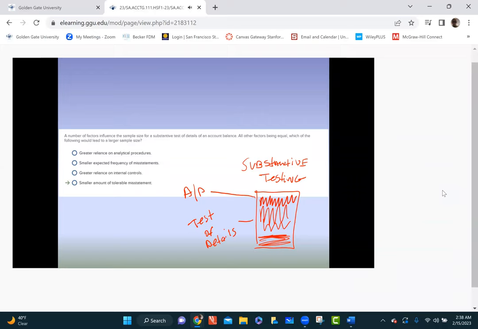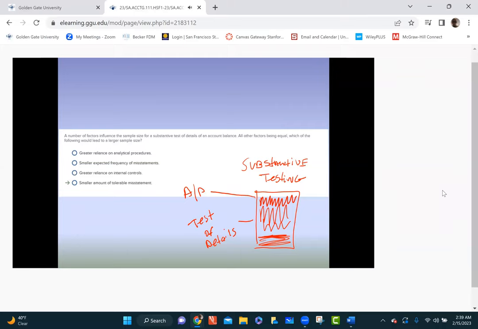Greater reliance on internal control. What does that tell you? Well, if I'm relying on internal control, what I'm telling you is I think that my control risk is fairly low. If my control risk is low, my risk of material misstatement is low, I can accept a higher detection risk. Higher detection risk, nature, extent, timing. Now that means that I have smaller sample sizes for my substantive testing. So that's not going to lead to a larger sample. That's going to lead to a smaller sample.